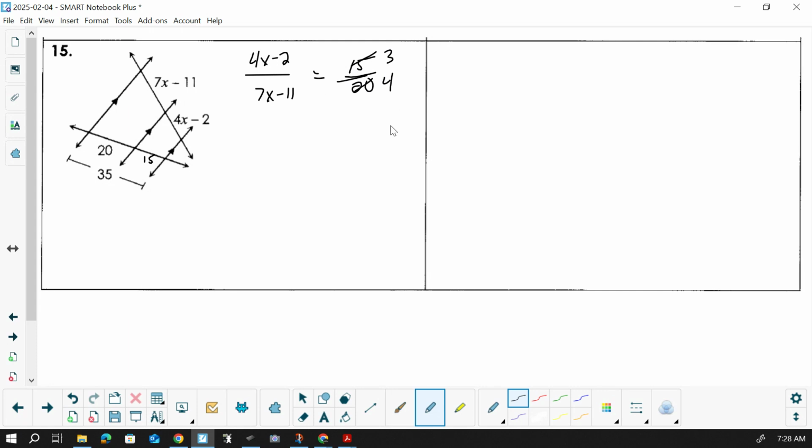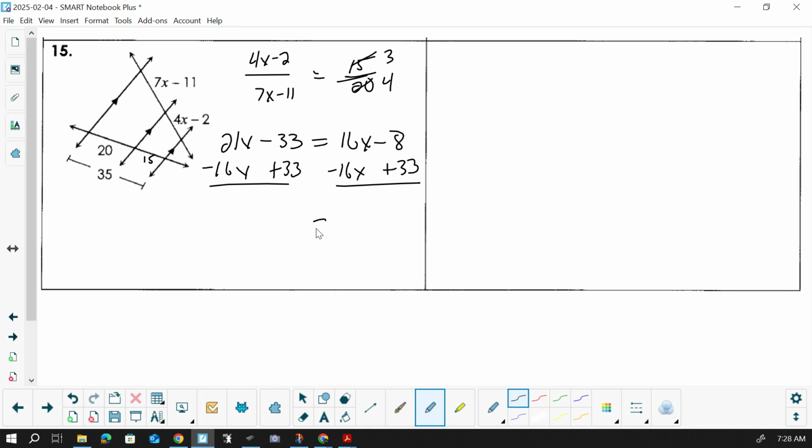All right, so 4 times that would be 16x minus 8, 3, that'd be 21x minus 33. Subtract 16x from both sides. And then add the 33. Let's see, it's going to be 5x equals, and that's 25. That worked out good, so x is 5.